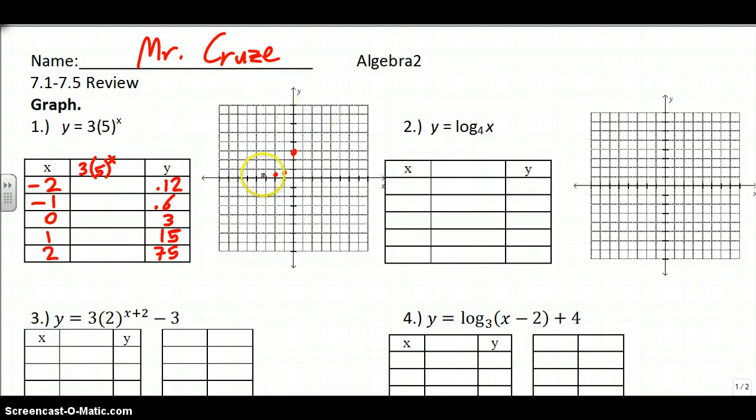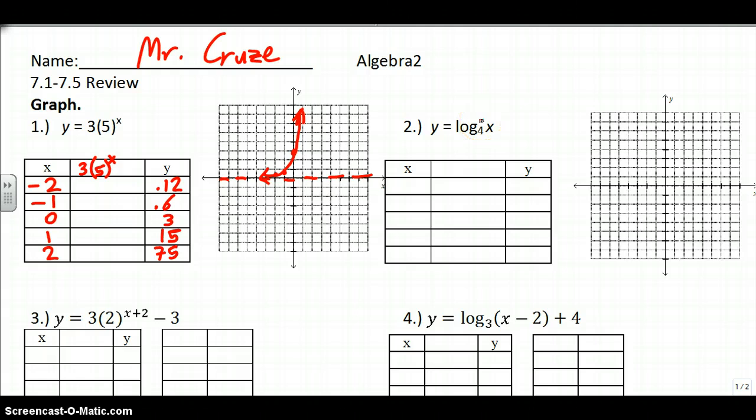It's probably not steep enough. Make sure it actually goes through all your points. There we go. That looks a little better. Remember, this has a horizontal asymptote at y equals 0, so your graph should not go through there. Okay, so it shouldn't look like that or something. All right.